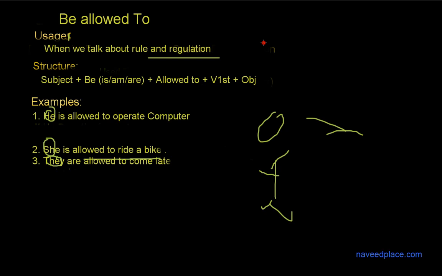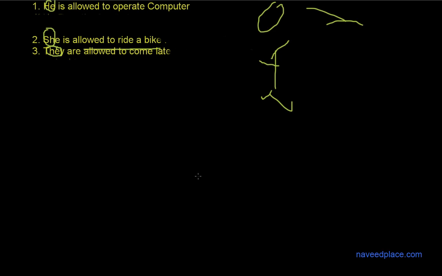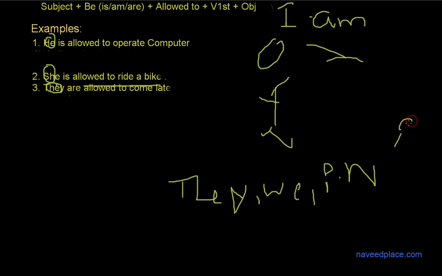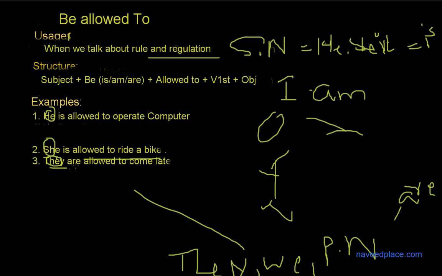If our subject is singular, for example he, she, or it, we will use is. If the subject is I, we will use am. If the subject is plural, for example they, we, you, or any plural, we will use are. Here we have she, he, that's why we use is, and here we have they, plural, that's why we use are. Getting me? Then we use allowed to, and then first form verb.